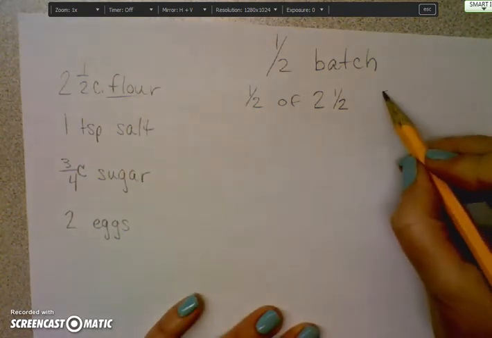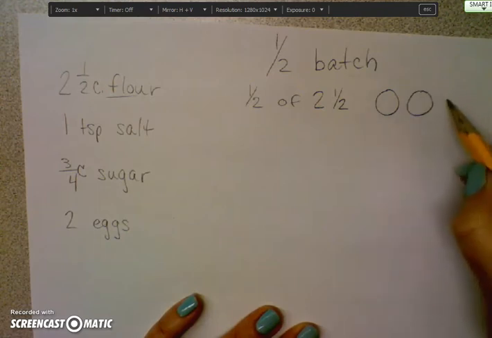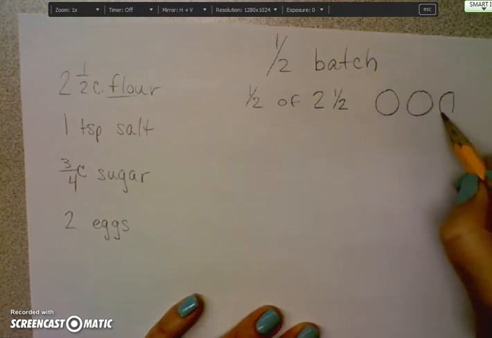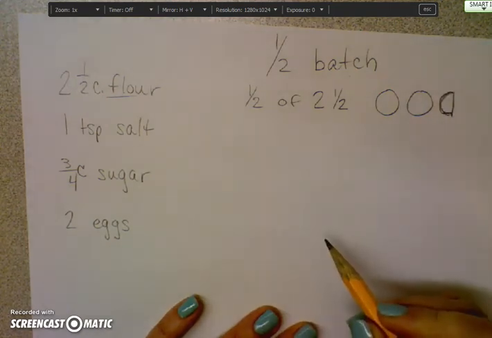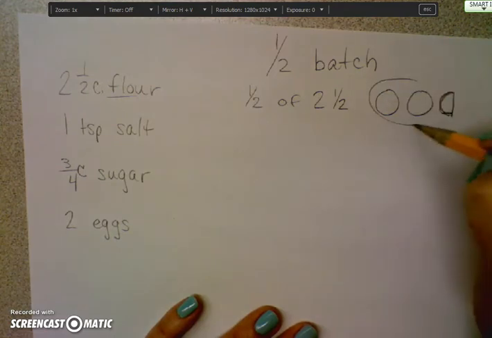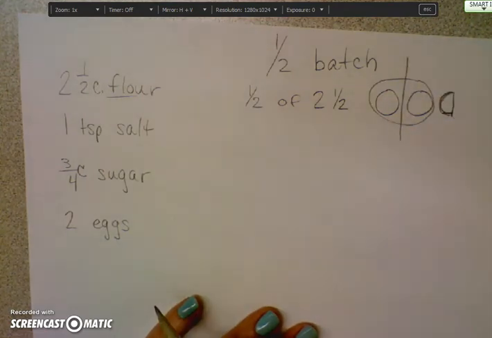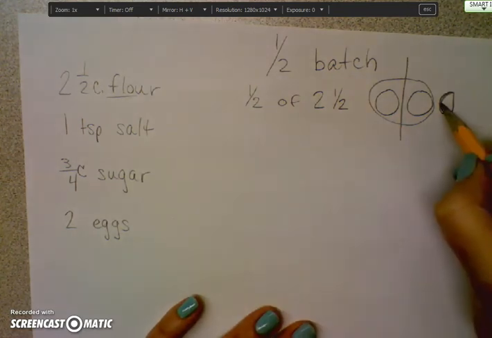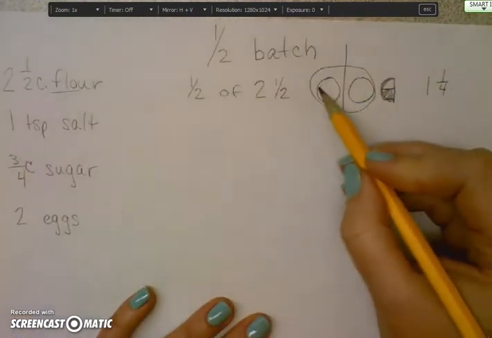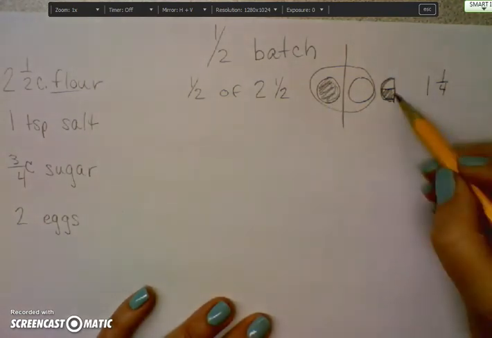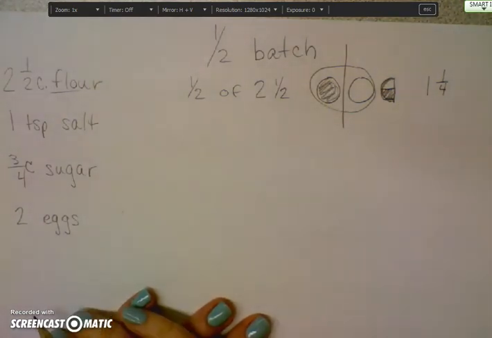So I'm going to just draw a picture and think about it in pictures. I have 2½ cups of flour. That's my half circle. Sorry for the bad drawing. Here's 2 cups. I can cut that in half. And if I take my ½ cup and cut that in half, it looks like I would have 1 1/4 cups. So this is 1 out of 2. Half of a half is 1/4.